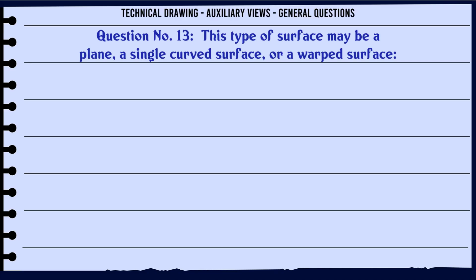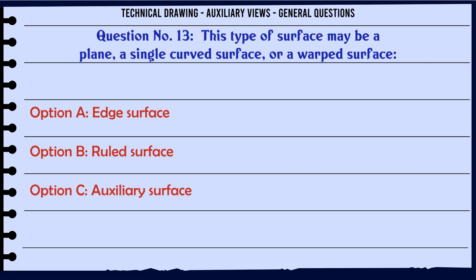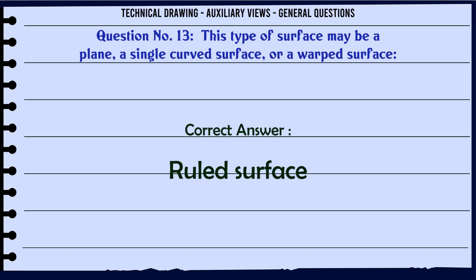This type of surface may be a plane, a single curved surface, or a warped surface. A. Edge surface. B. Ruled surface. C. Auxiliary surface. D. Developed surface. The correct answer is ruled surface.